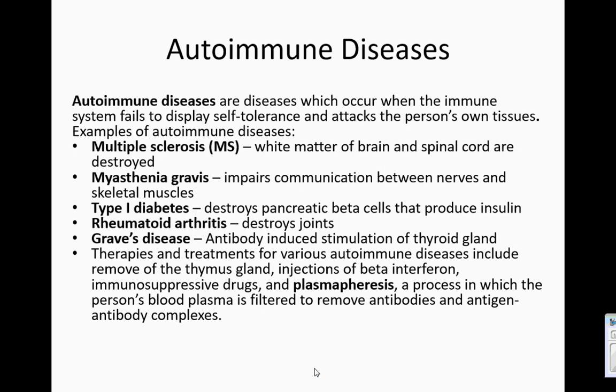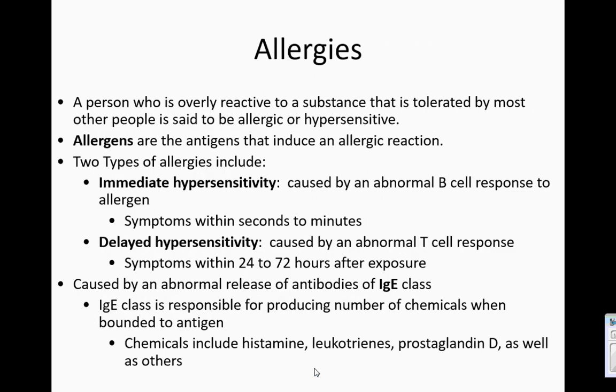So, Graves' disease. We've mentioned this before. It's antibody-induced stimulation of the thyroid gland. Can cause all sorts of different issues. Therapies and treatments for various autoimmune diseases include removal of the thymus gland, injections of beta interferon, immunosuppressive drugs, and then a process that's called plasmapheresis. This is a pretty cool process where the person's blood plasma is filtered, then the antibodies and any antigen-antibody complexes are removed. So it basically just tries to slow down the role of the immune system.